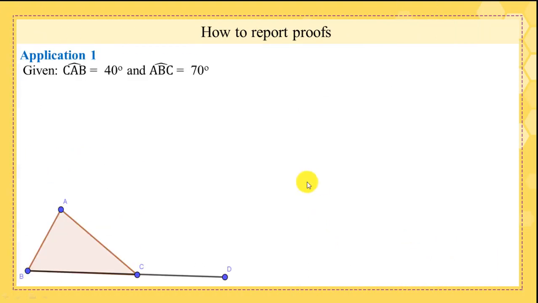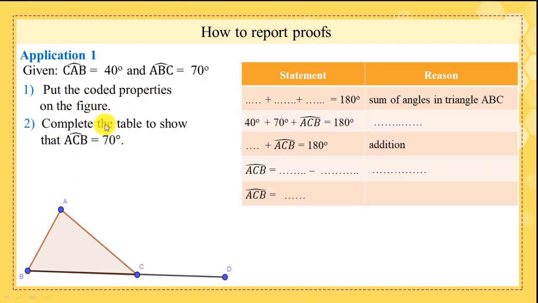Application 1. Given CAB equal 40 degrees and ABC equal to 70 degrees and the figure below. 1. Put the coded properties on the figure. 2. Complete the table to show that ACB equals 70 degrees. And 3. Show that ACD equals 110 degrees. Please pause the video and try to solve the application.